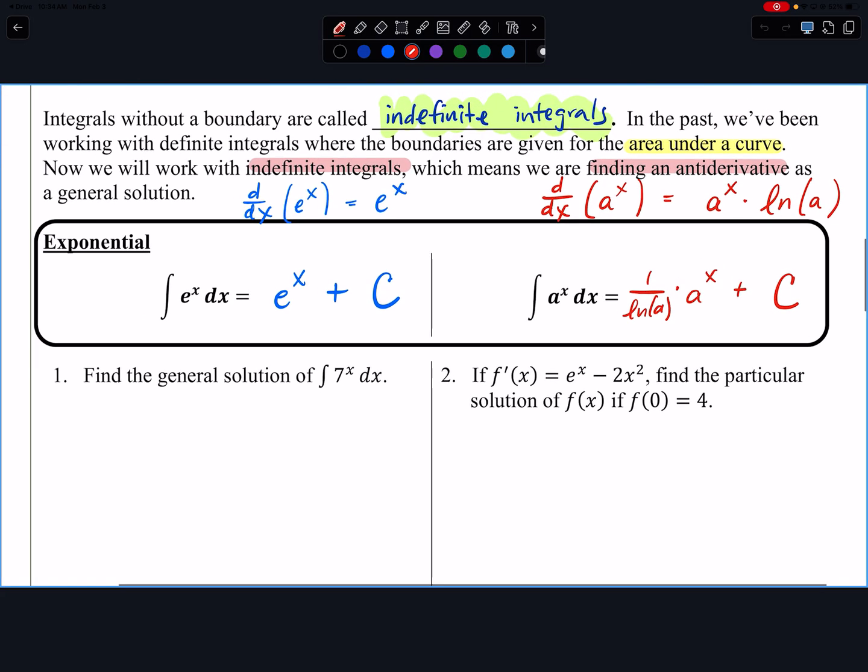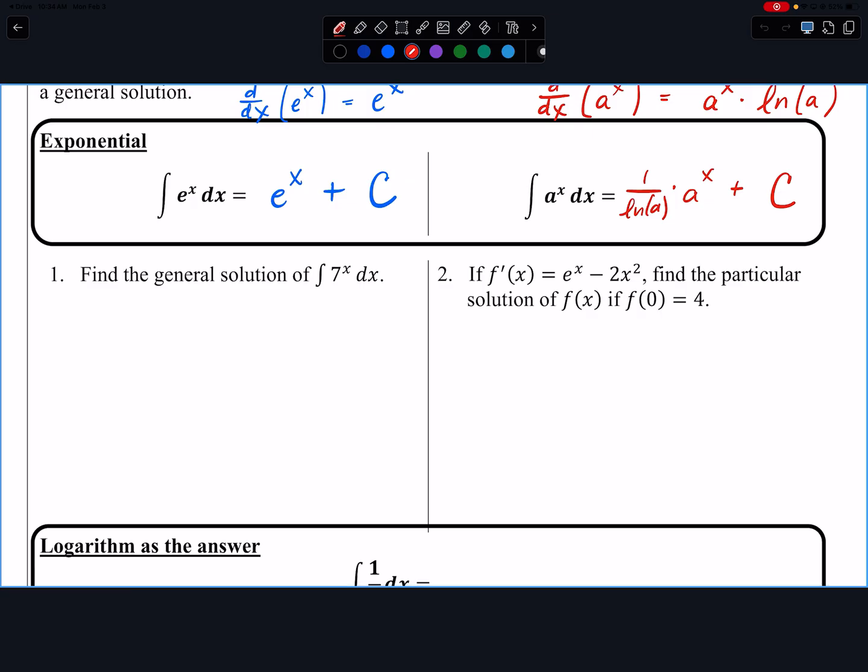Okay, so problem number 1. Find the general solution of the integral of 7 to the x dx. So, what's my base? 7. So if I want to do the antiderivative, anybody want to take a shot at it? 1 over the natural log of 7 times 7 to the power of x. What am I forgetting? Plus c. Done. That's it.